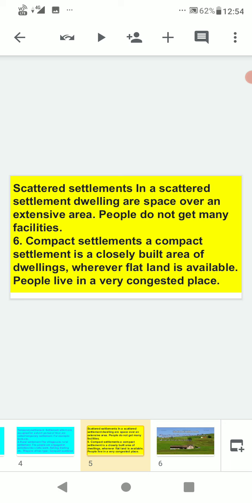Scattered settlements. In a scattered settlement, dwellings are spaced over an extensive area. People don't get many facilities. And compact settlements. A compact settlement is a closely built area of dwellings. Wherever flat land is available, people live in a very congested place.